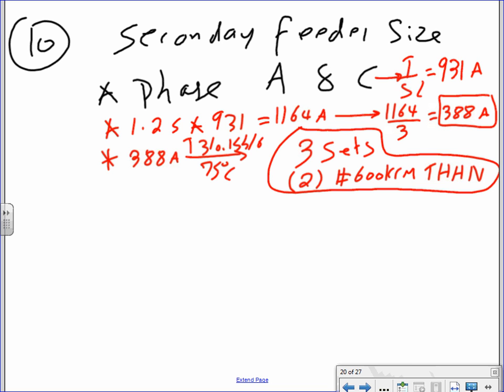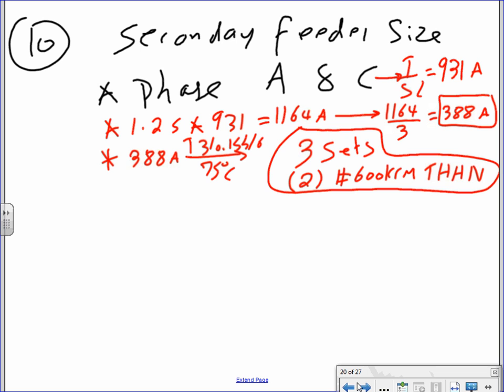Could you have paralleled 4 sets? Yep. Your rule of thumb when you parallel: when that number that you come up with, you will end up with close to 400. That's kind of your rule of thumb. You probably could have done 4 sets, and that's okay too. All right, let's do B.